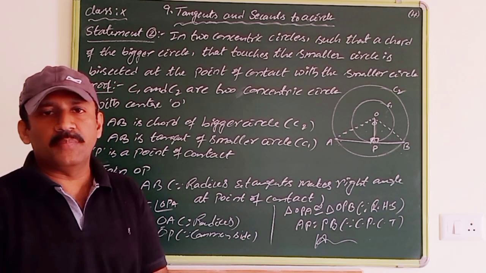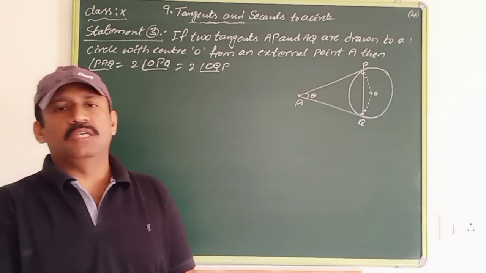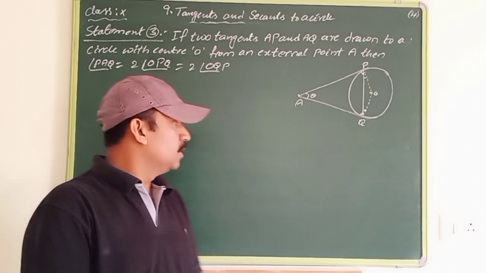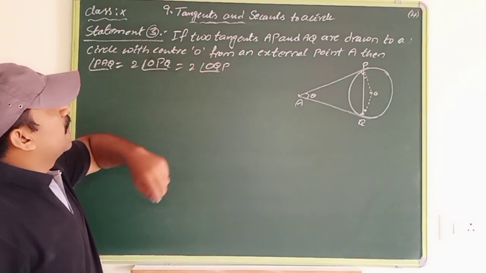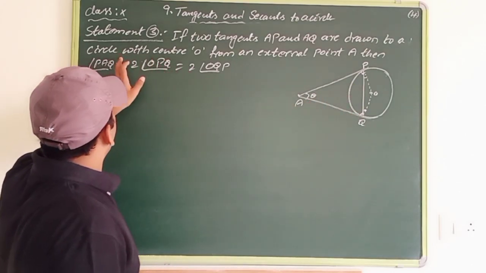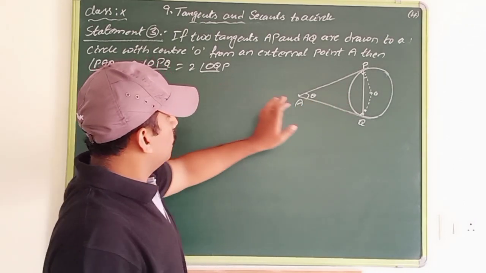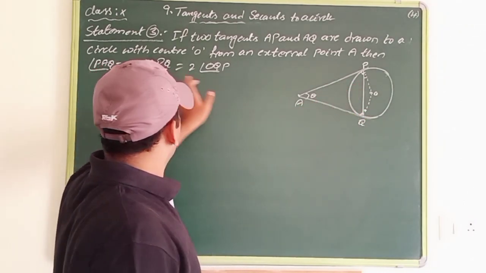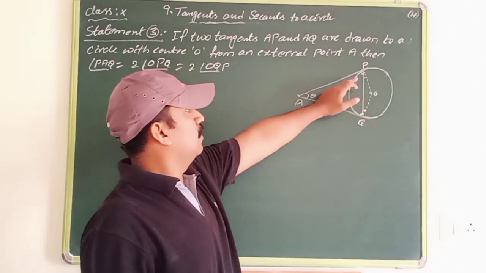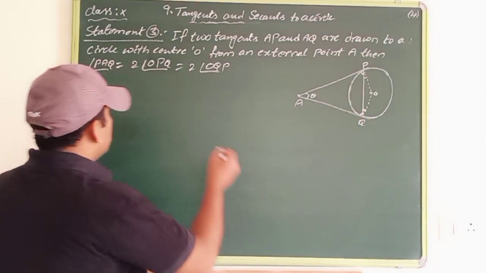Next important statement is statement number 3. This is very important for 4 mark questions, that means essay type questions for the board exam. If two tangents AP and AQ are drawn to a circle with center O from an external point A, then angle PAQ is equal to 2 times angle OPQ and 2 times angle OQP. To prove this, let us go step by step.